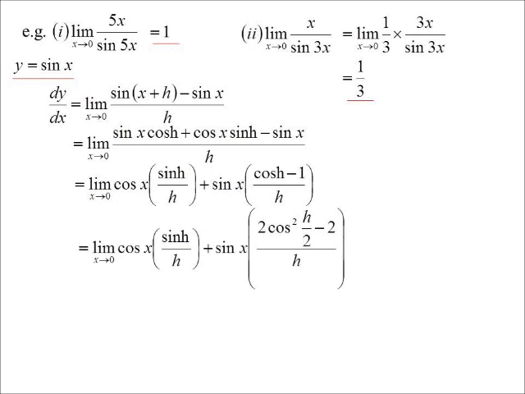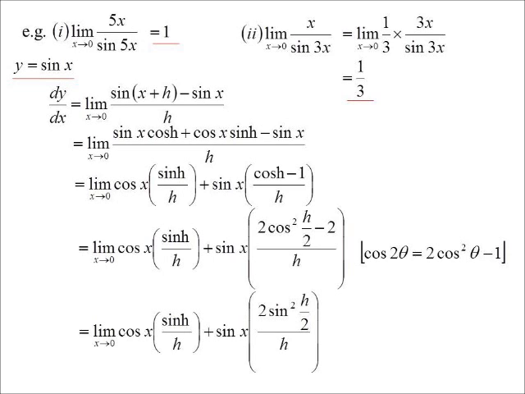Okay, so I'm going to change this one here. Cos h, I'm going to use my double angles, is 2 cos squared h on 2 minus 1. I'm using the idea that cos 2 theta is 2 cos squared theta minus 1. But then there's another minus 1 there, and so that's why it's become minus 2. Now, 2 cos squared minus 2 is 2 sine squared. So I've now changed my 2 cos squared minus 2 to be 2 sine squared h on 2.